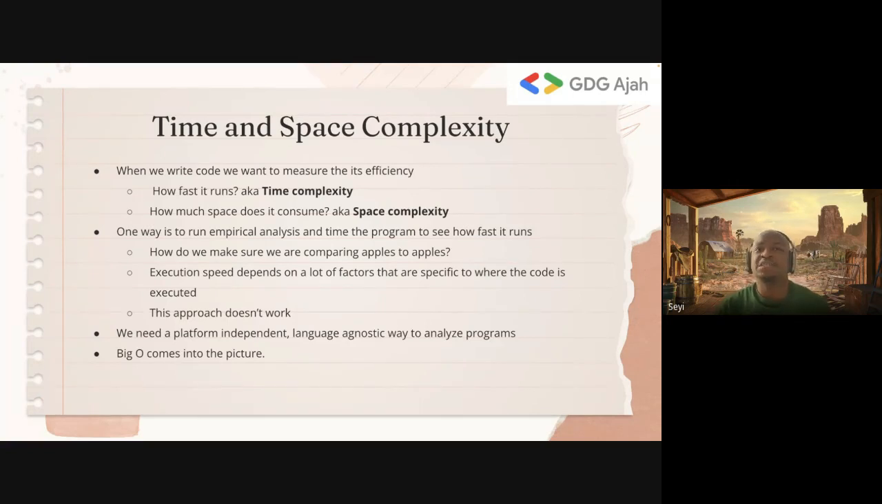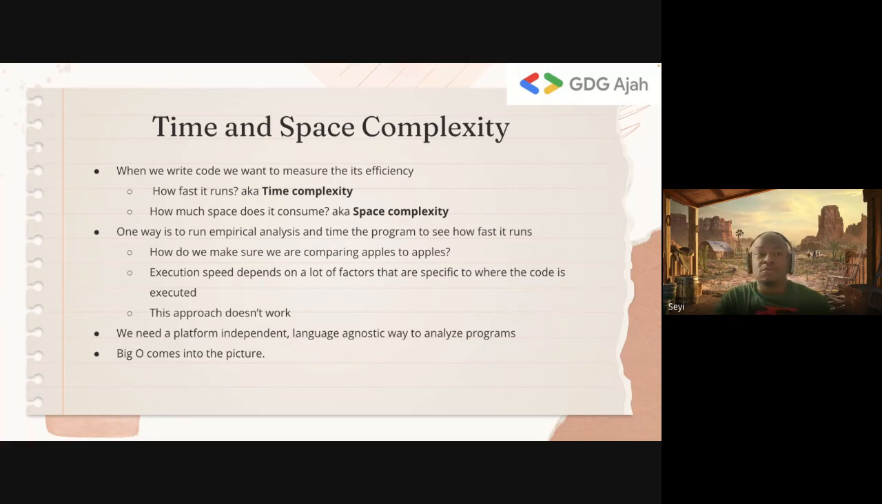So the thing is, execution speed depends on a lot of factors, which are related to where the code is executed. But we can't depend on that because it's not scalable. We need a platform-independent and language-agnostic way to analyze programs. And that's where Big O comes into the picture.